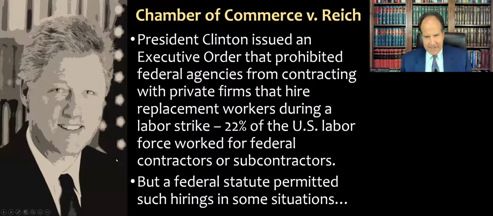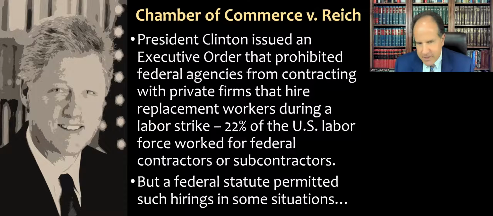We start with President Clinton. President Clinton issued an executive order that prohibited federal agencies from contracting with private firms that hire replacement workers during a labor strike. And this had far-reaching consequences. Almost a quarter, 22% of the US labor force at the time worked for federal contractors or subcontractors. In other words, they worked for private companies, but those companies had gotten lucrative federal contracts. And so the work that people were doing was kind of indirectly for the federal government.